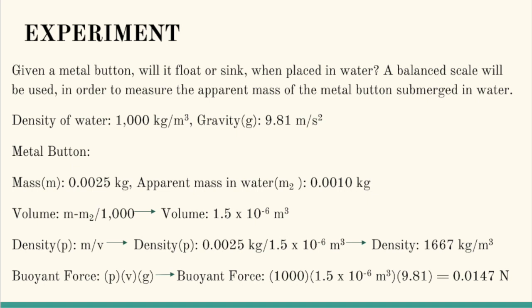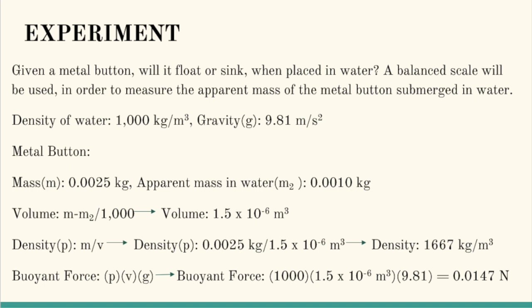So taking the metal button and placing it on a balance scale, we discover that in air the mass is 0.0025 kilograms, and in water the apparent mass is 0.0010 kilograms. Now the volume of the metal button is the mass in air subtracted by the apparent mass in water divided by 1,000. So that comes out to be 1.5 times 10 to the negative 6 meters cubed.